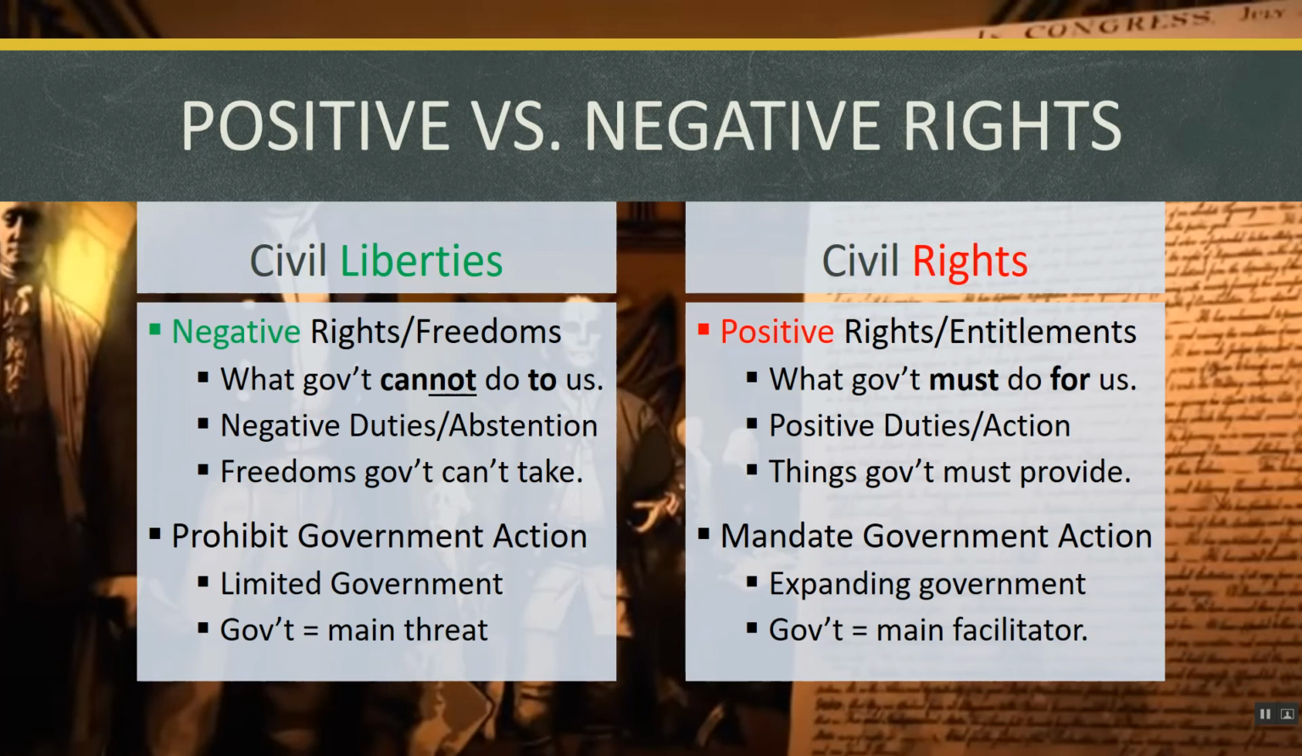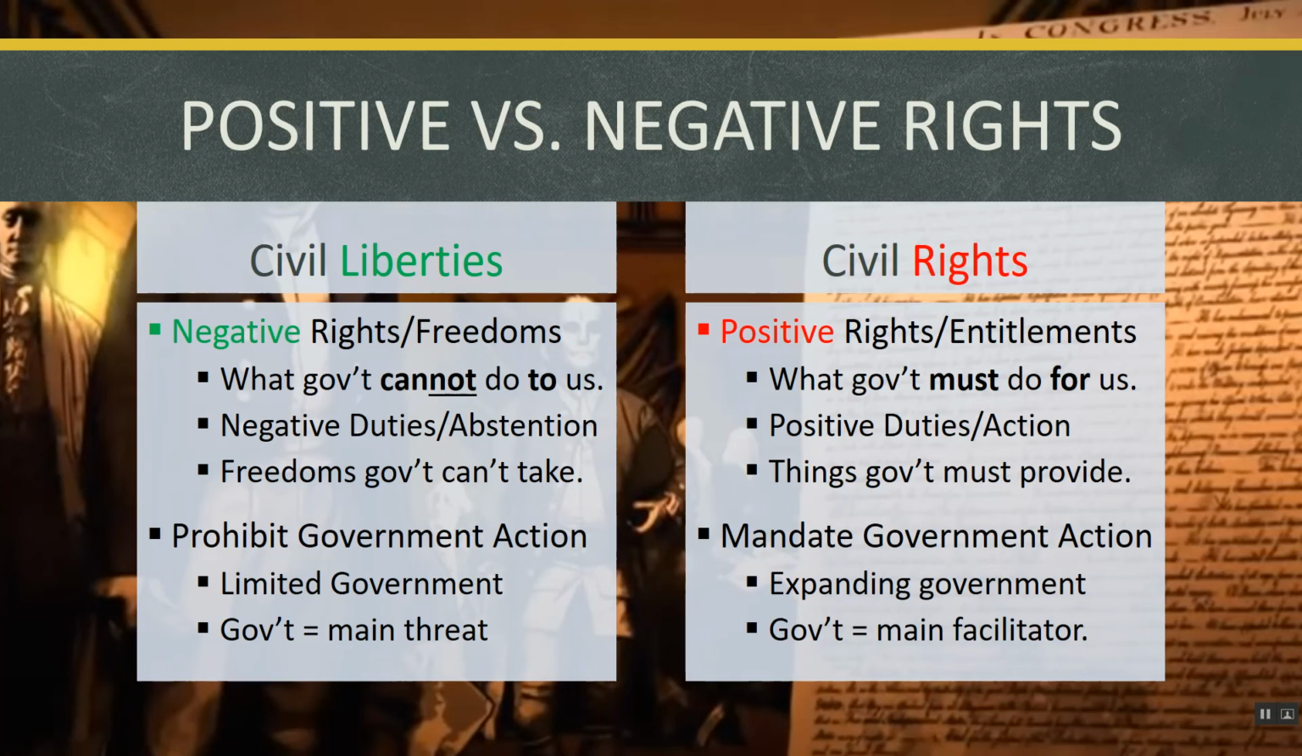Remember, the first type of natural right that we're going to talk about is the civil liberty. Civil liberties are sometimes called negative rights. They are called negative rights because they are a type of natural right which tell us what the government cannot do to us. They impose negative duties, duties of non-intervention, duties to abstain from taking certain actions. Remember, civil liberties are freedoms that the government cannot take away from us.